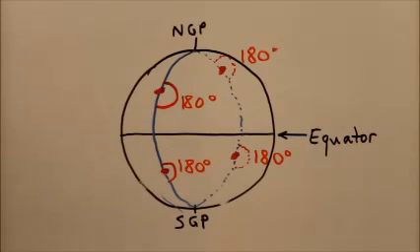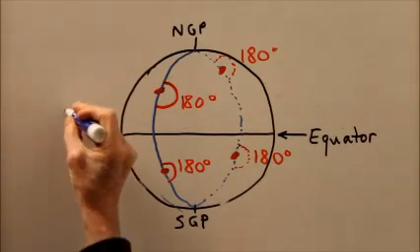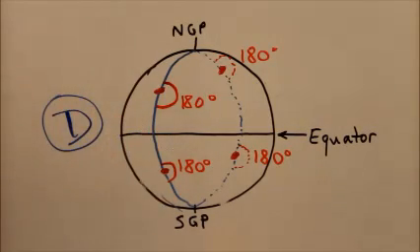So they're the same. The exterior area of this spherical quadrilateral equals its interior area. And that is choice D. This is kind of a tricky question.